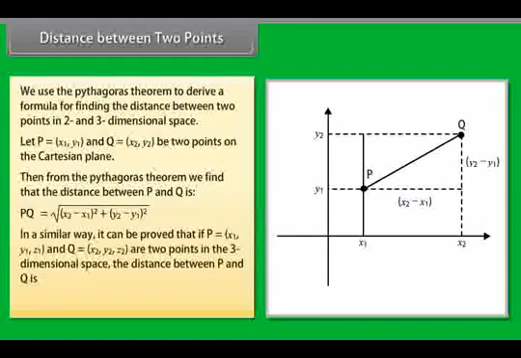In a similar way, it can be proved that if P is equal to x1, y1, z1 and Q is equal to x2, y2, z2 are 2 points in the 3-dimensional space, the distance between P and Q is PQ.